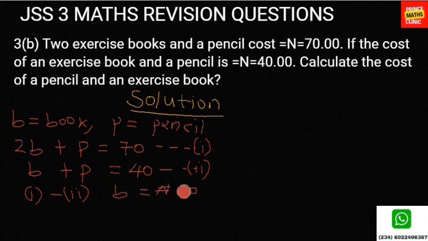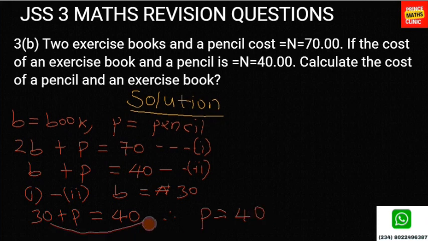Pardon me for that error. Good. So to now obtain my value for p, in equation 2, I have b plus p is 40 naira. So I want to replace the b with 30. So I'm going to rub this off and write 30 in place so that my p will now become 40.